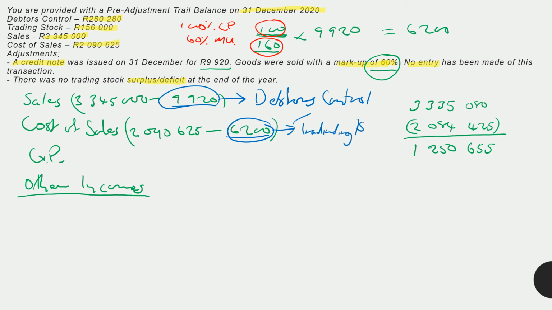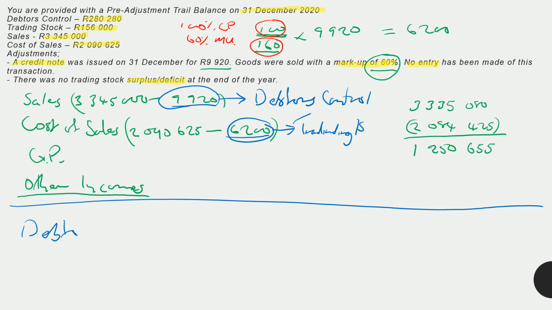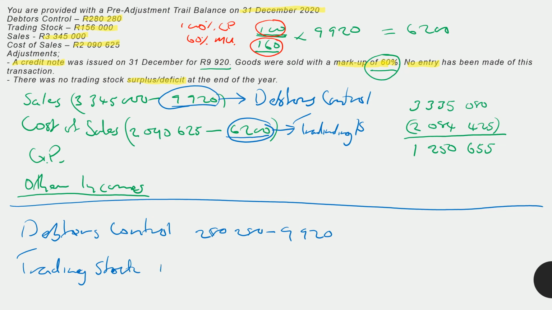Let me just underline here. If you go to your debtors control, it will be 280,280 minus 9,920. Then your trading stock will be 156,000 plus 6,200. Remember, you remove the 6,200 from cost of sales and you add it to what? To trading stock. So those are the things that you need to be aware of when you're doing that.